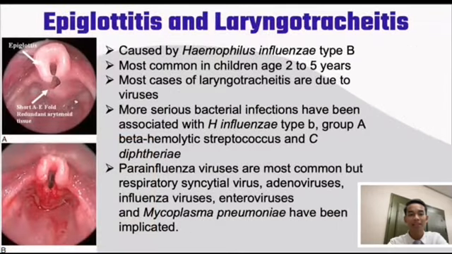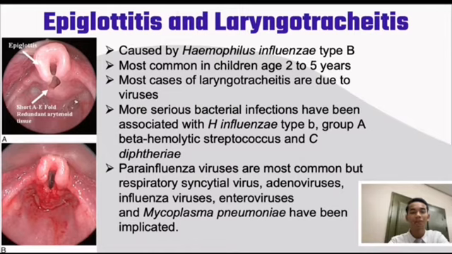Epiglottitis and laryngotracheitis are caused by Haemophilus influenzae type B and are most common in children, and most cases of laryngotracheitis are due to viruses. Parainfluenza viruses are most common, but respiratory syncytial virus, adenoviruses, influenza viruses, enteroviruses, and Mycoplasma pneumoniae have been implicated.